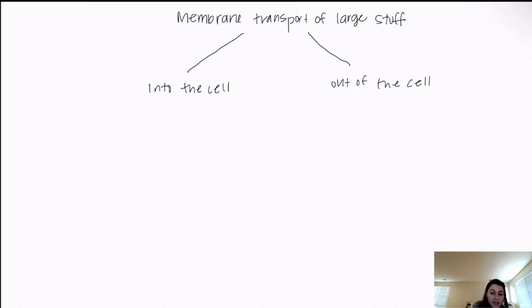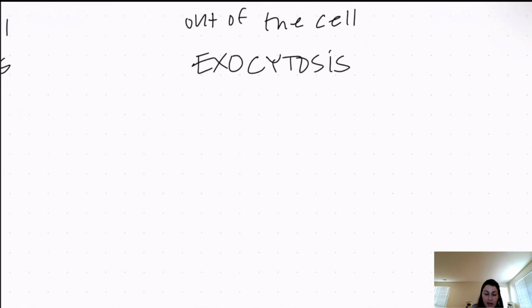If we bring stuff into the cell, that process is called endocytosis. Endo means into, cyte means cell, osis is a process, so it's the process of bringing stuff into a cell. And taking stuff out of the cell, that process is called exocytosis. Exo means to exit, cyte means cell, osis is a process, so it's the process of exiting stuff from the cell. So I'll start with exocytosis because, I don't know, I just want to.